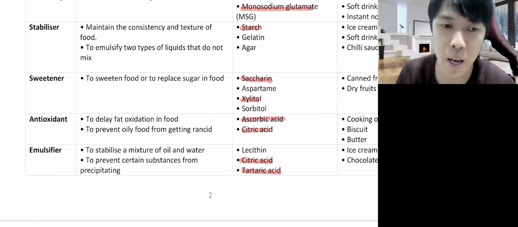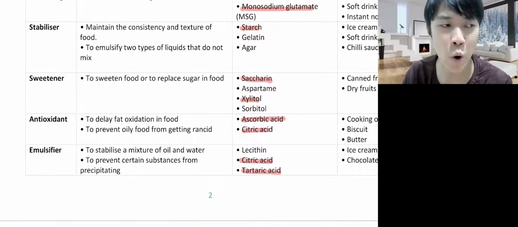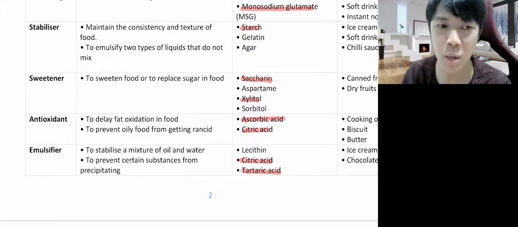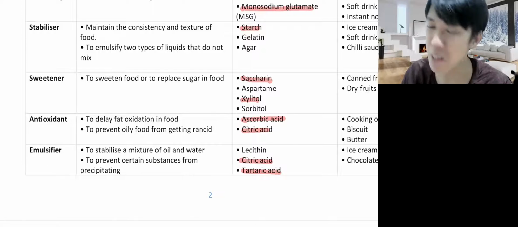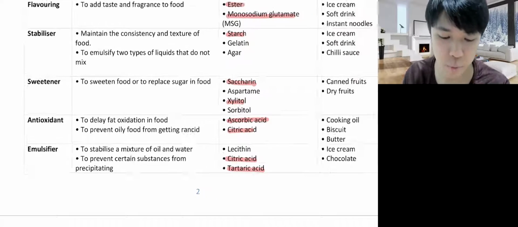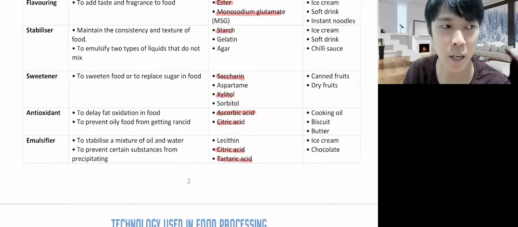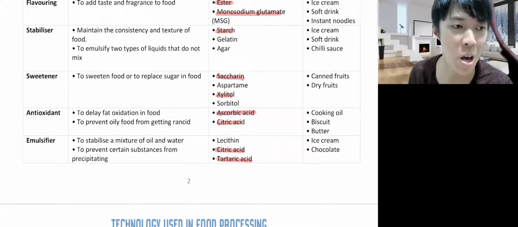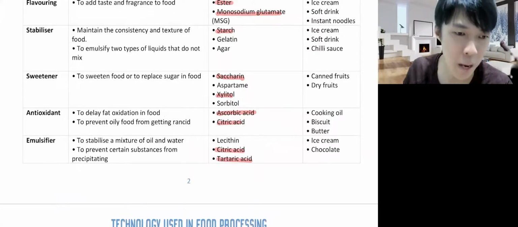Antioxidant is to prevent fat oxidation. Oily food, we must have this: cheese, bacon, ham, sausages, chips, potato chips and all that, junk food, you know. If it's oily food in packaging, we must have antioxidant. That's to prevent fat oxidation. Oily fats can oxidize by oxygen very easily. Yeah, pretty much like that.